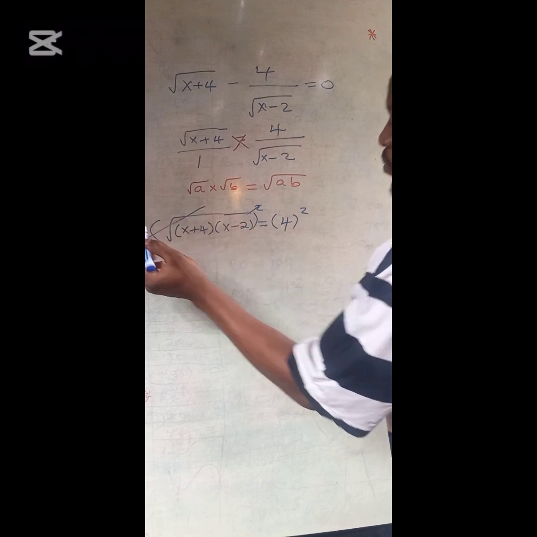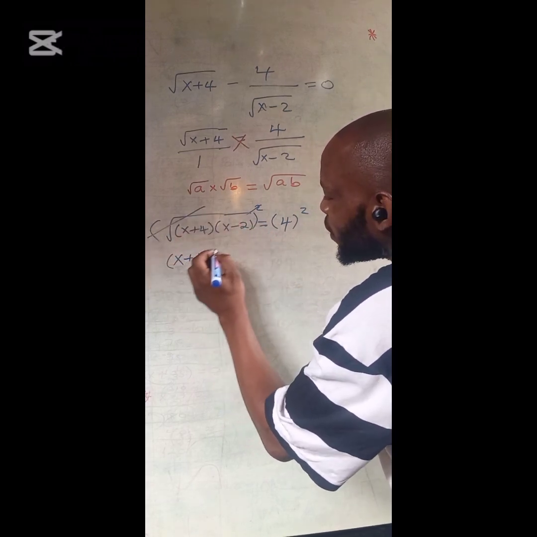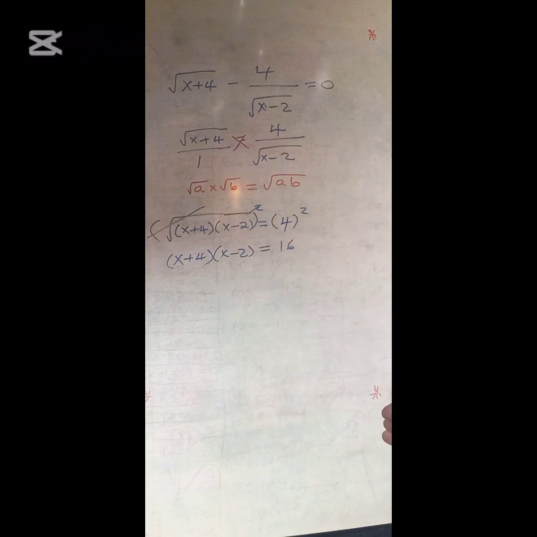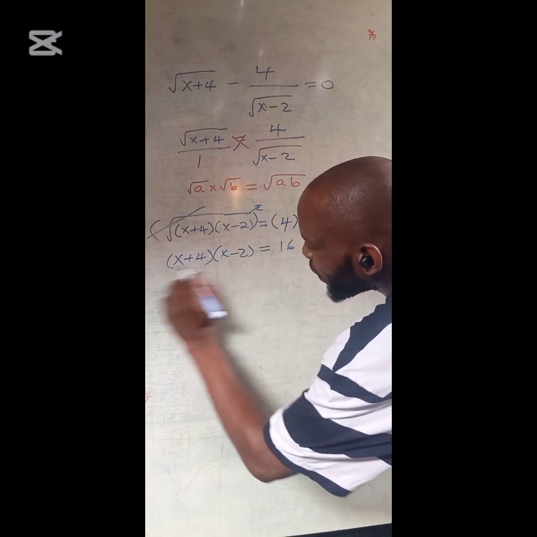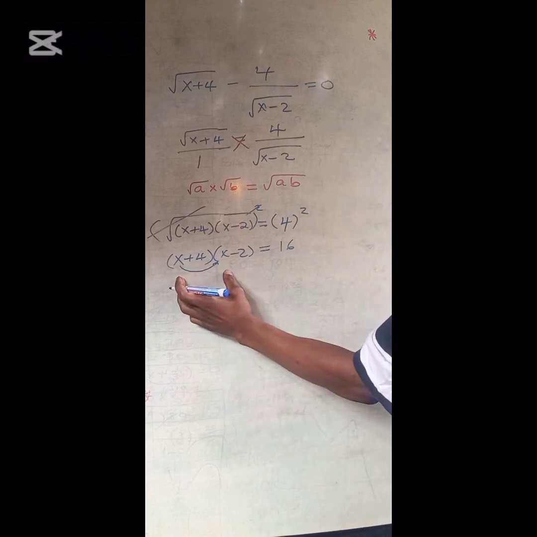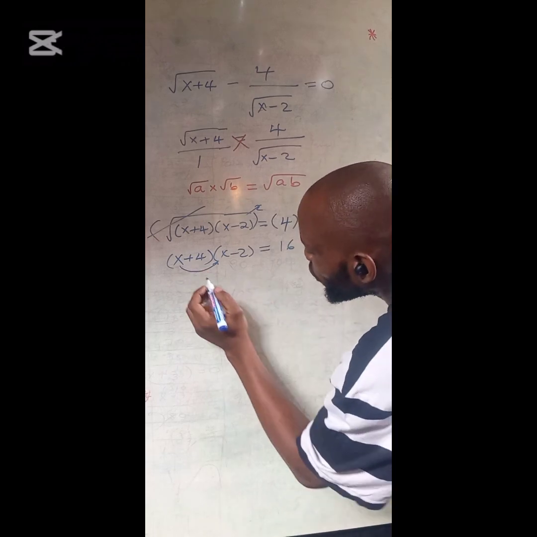This square will eliminate the root sign, and we have x plus 4 into x minus 2, and then this side will be 16, right? If we are to solve, we can't apply the zero principle here because it's not equal to 0, right? So we must break it down.